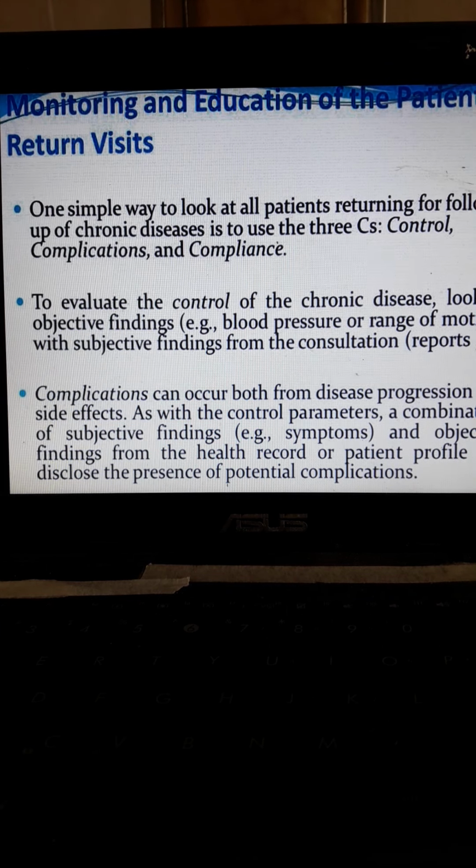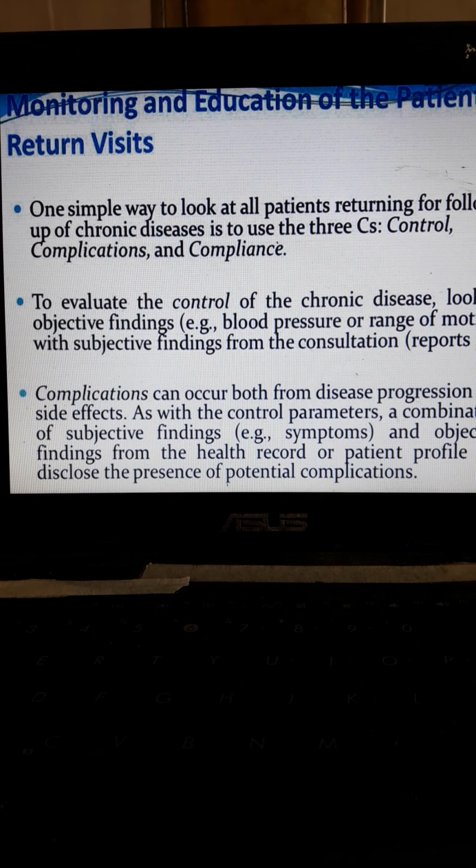Next, monitoring and education at the patient's return visit. This is very important. One simple way to look at all patients returning for follow-up in chronic diseases is to use the 3 Cs: control, complications, and compliance. Usually this is done by the doctor or even the pharmacist. So, the control, complications, and compliance of the medicine. To evaluate and control chronic diseases, look at objective findings, such as blood pressure and range of motion, with subjective findings from the consultation report. This is usually done by the physician.